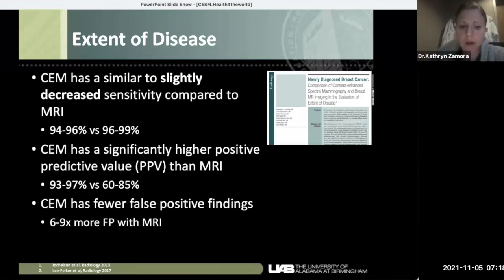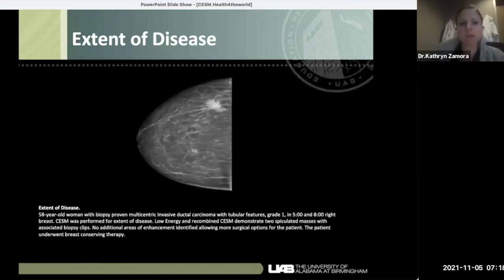And furthermore, contrast-enhanced mammography had fewer false positive findings. Approximately 6 to 9 times more false positives were identified on MRI examinations than contrast-enhanced mammography. Here is an example of a patient that we imaged with contrast mammography for extent of disease.